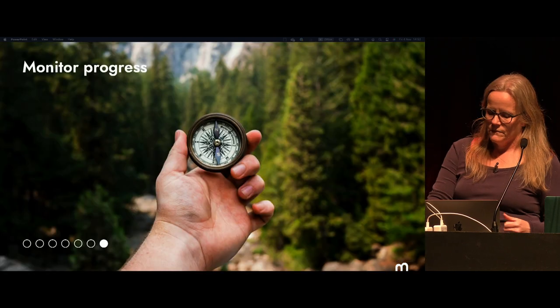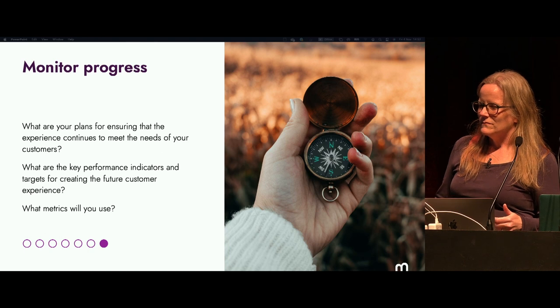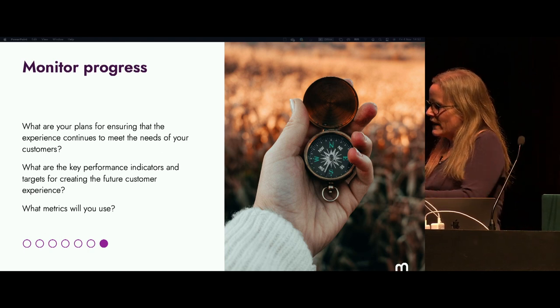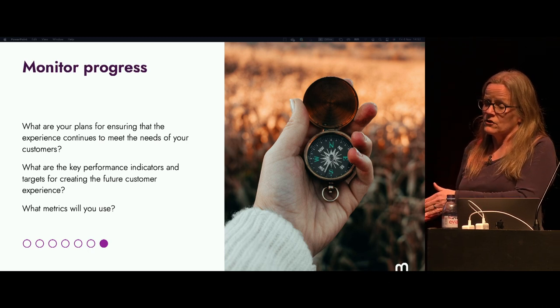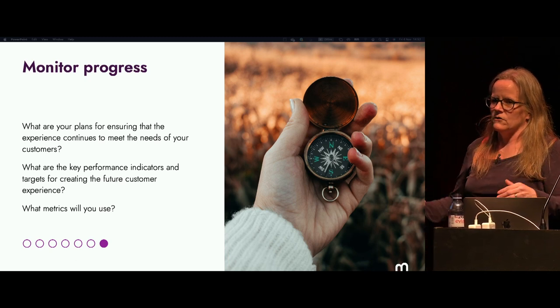And finally, monitoring progress. You need to know when you get there, and you need to know as you're getting there whether you're still heading in the right direction and whether the right direction is still right, because strategies can last a long time, right? So you might set off and then the world changes. Brexit happens, COVID happens, something smaller and less awful happens, but it might still knock you off. So you need to make sure that you're constantly adjusting your course and that where you're going is still the right place. What are the KPIs for making sure that you're creating the best customer experience that you want? And what metrics are you going to use? There are hundreds and hundreds of metrics that you can use and combine in order to make sure that you're there.